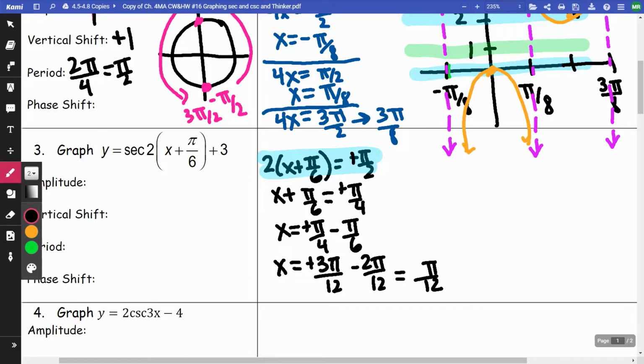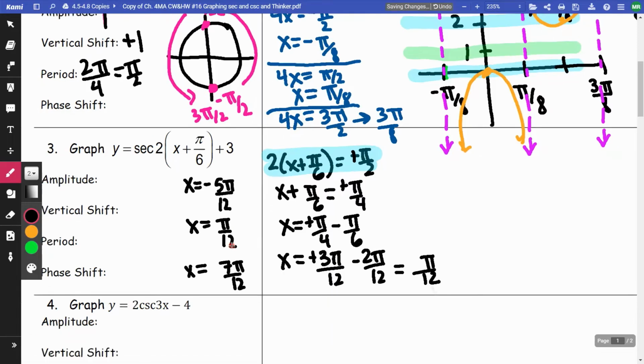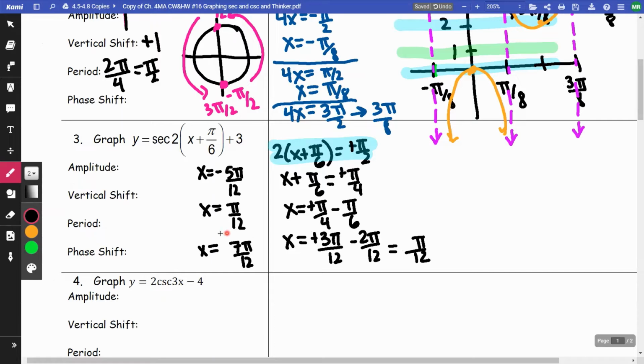And so let me jot it down here. I had it at a negative 5 pi 12ths. I had it at a pi 12ths. And if I look at the distance from here to here, it is 6 pi 12ths. So the next one's going to be 6 pi 12ths away, which is 7 pi 12ths. Okay, so that's going to be my asymptotes.